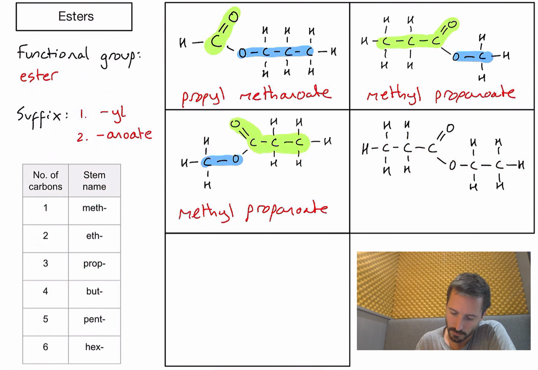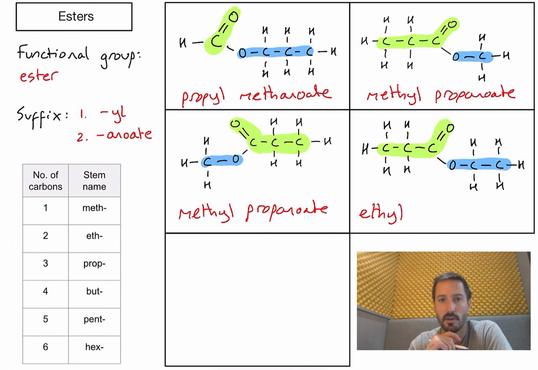Example number 4. What have we got this time? Again, let's find the alcohol bit. It's the bit on the right of the molecule. It's got two carbons, so the stem name is going to be eth, and that's going to end with "-yl". Which bit has come from my carboxylic acid? Well, it's the other side of the molecule. It's got three carbons. Three carbons is prop, so that's going to be ethyl propanoate.